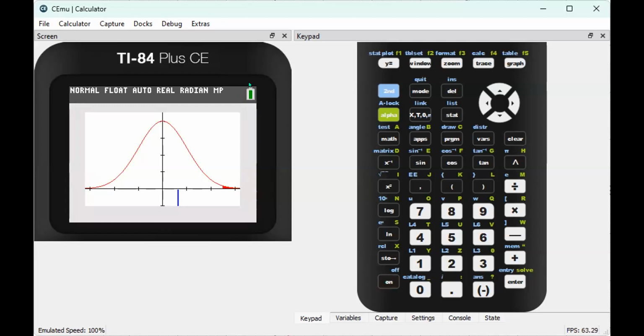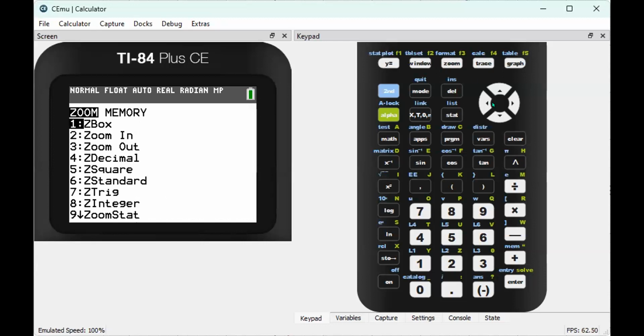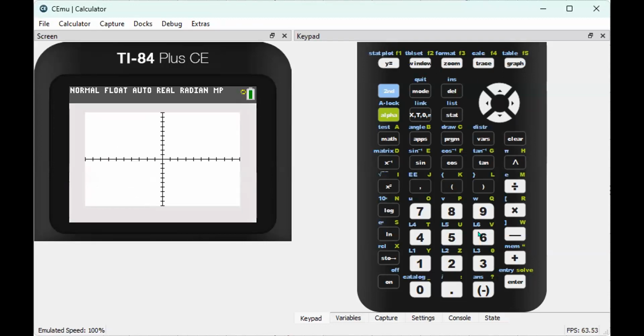Press on to terminate. When you press on the button, the loading button at the top right corner disappears. It will stop the graph. Then I can go to window. No, not window. Maybe I'll just zoom first, then click on number 6 ZStandard. This will give you a standard curve.